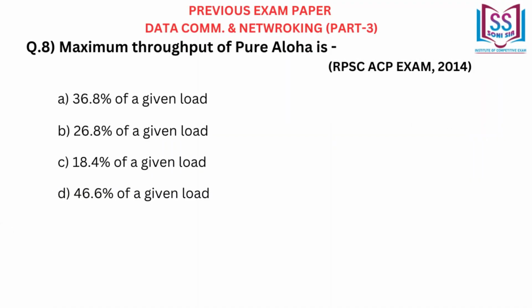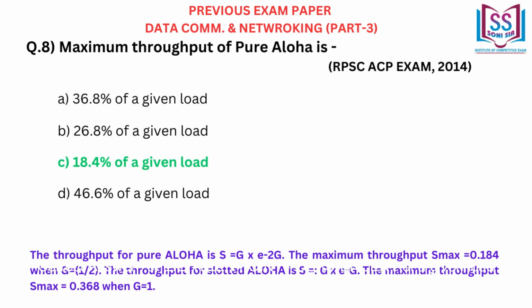Maximum throughput of pure Aloha is: A. 36.8% of a given load, B. 26.8% of a given load, C. 18.4% of a given load, D. 46.6% of a given load. Correct answer C. 18.4% of a given load.